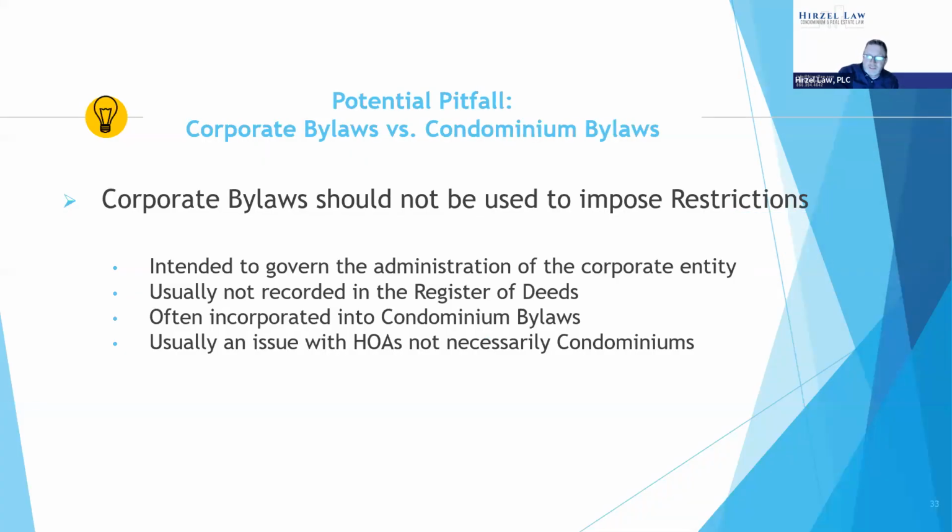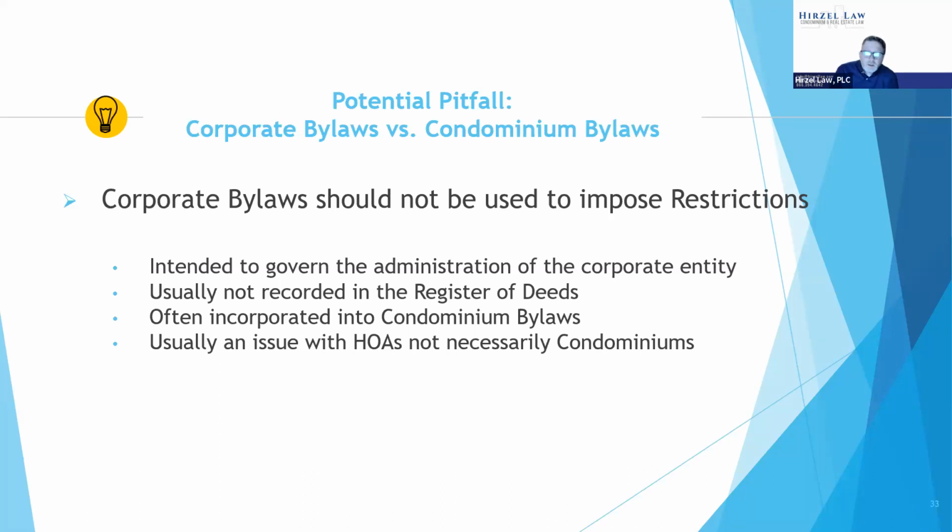Similar to the use of rules to improperly expand the power of the board, in certain situations, and again, this one is more common in the HOA setting, communities will use their corporate bylaws to impose new restrictions. Maybe it deals with assessments, imposing new assessments. Maybe it is the inclusion of a power of foreclosure in corporate bylaws, or including rental restrictions.